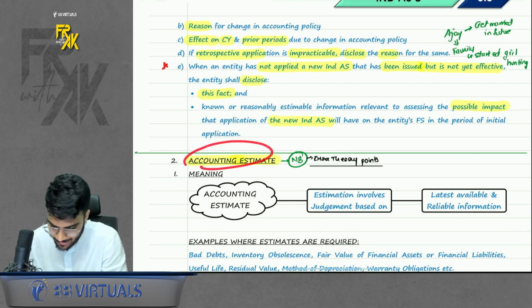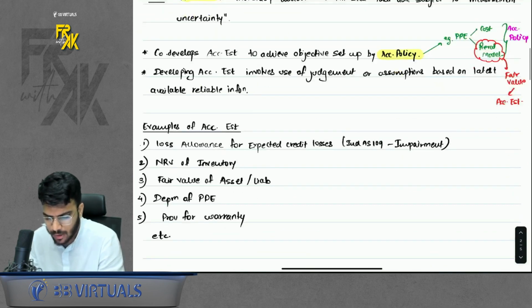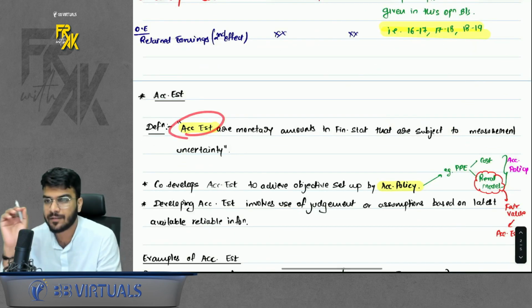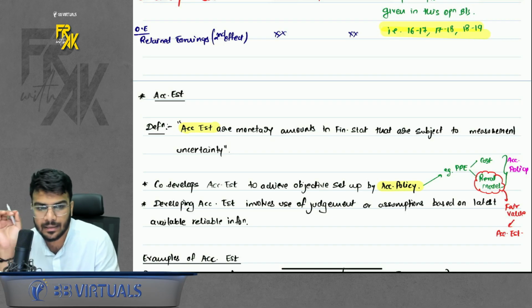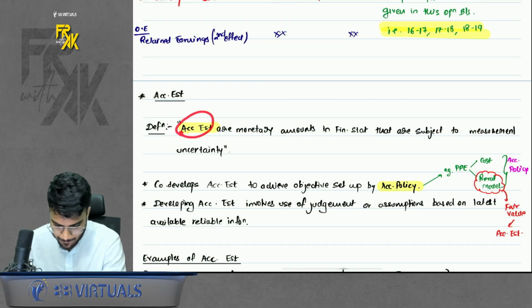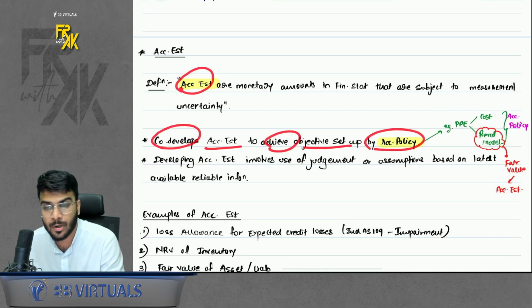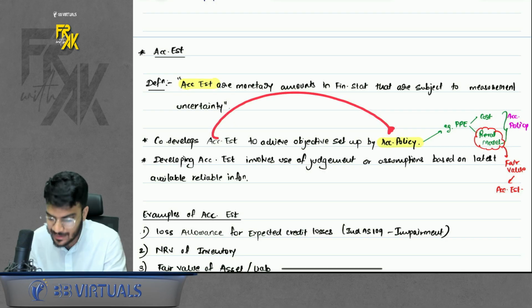Next, accounting estimate. Do you remember I also made you write some extra theory in the accounting estimate? So what are accounting estimates? Basically, whenever there is any uncertainty relating to measurement of any asset, liability, income, or expense, that is an accounting estimate, right? Now, the company develops an estimate to achieve the objective set by the policy. That means estimate is step 2 of policy.